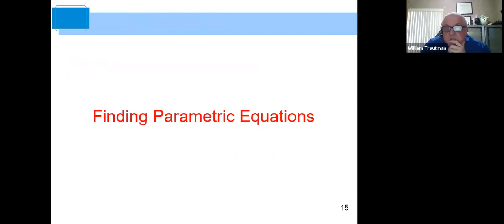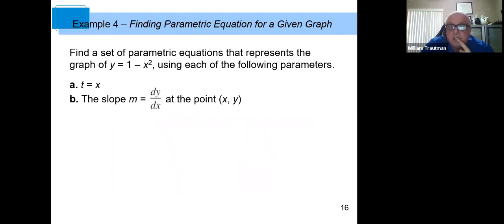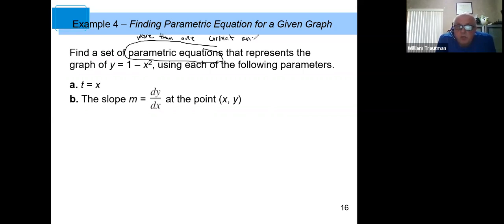So now we're going to actually have the rectangular equation and find the parametric equation. You're going to notice that to find the parametric equations, you can oftentimes get more than one answer, and I'm going to show that. So here's our rectangular equation.